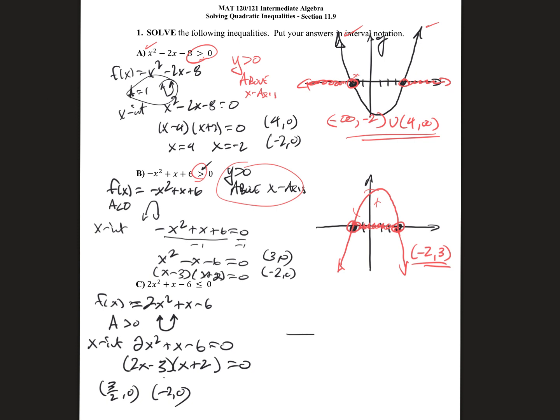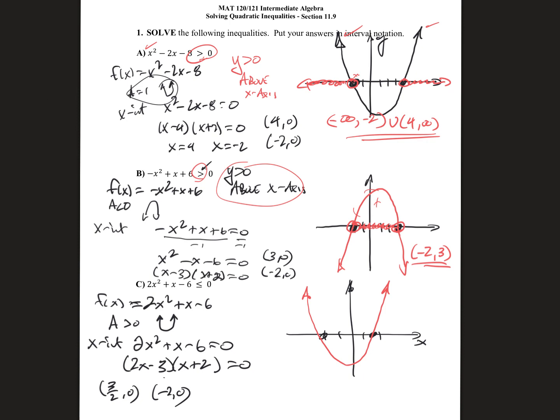So if I was to graph this function, there's my x-axis, there's my y-axis. We're crossing at negative 2, 0. We're crossing at 1.5. And we're a parabola that's opening upwards. So my graph, let me change colors here real quick, has to be doing something like this.